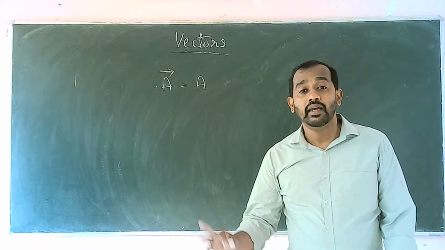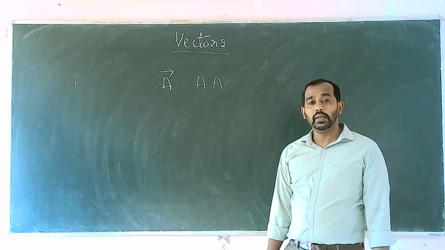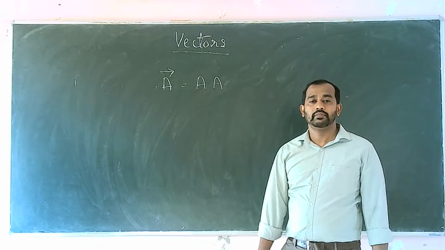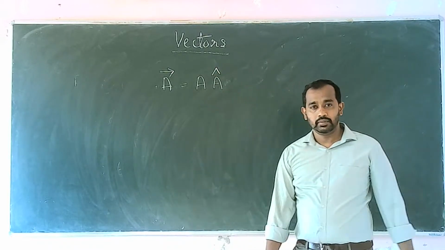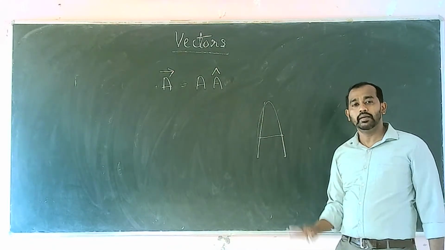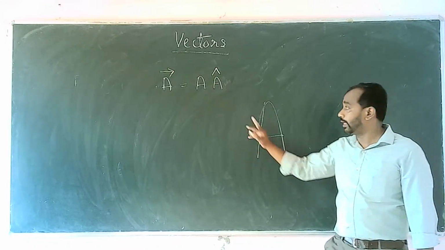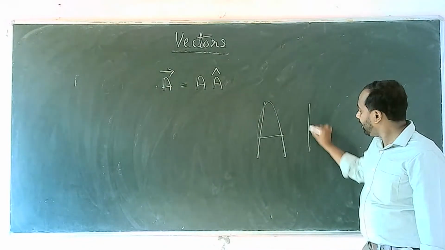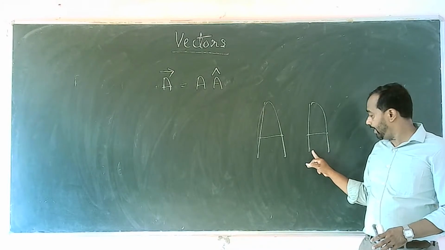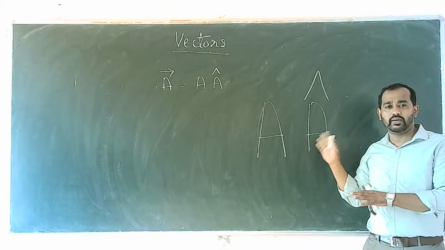How do we represent its direction? Again we are going to write A, but on top of it we place a cap like this. If it is not clearly visible, I will write it in large letters. So this represents the magnitude of vector A, and its direction is represented by again a letter A, but with the cap, which is also known as a caret.